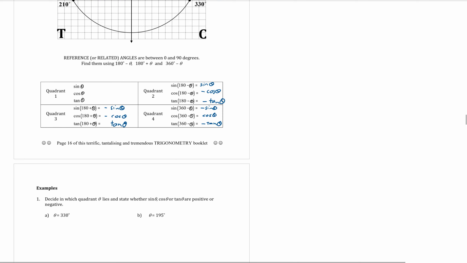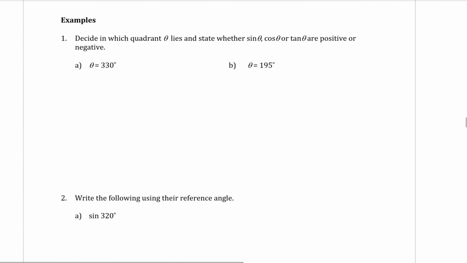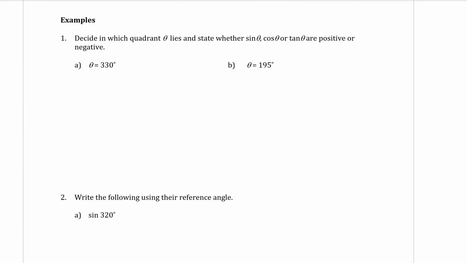Okay, so what do we need to do? Examples on the next page. Example number 1. Decide in which quadrant theta lies in and state whether sine theta, cos theta or tan theta are positive or negative. So it is helpful to draw yourself a little diagram.